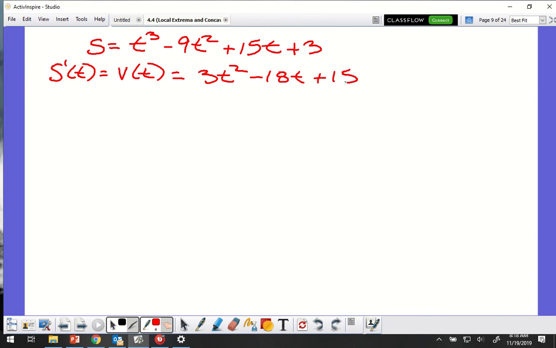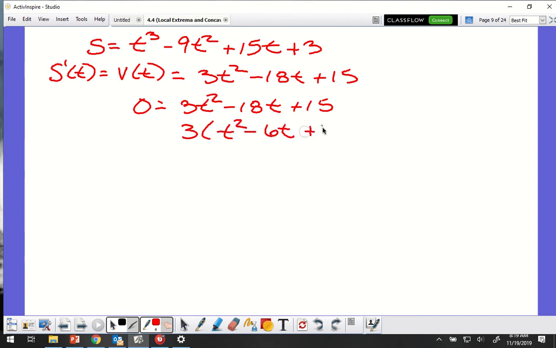Okay, good. All right, so we want to know where that's positive, so I need to know where the slope is positive. So first I need to find my critical points. Critical point is my derivative equal to 0. 0 equals 3t squared minus 18t plus 15. Factor out a 3 to make it a little bit easier. t squared minus 6t plus 5 equals 0.